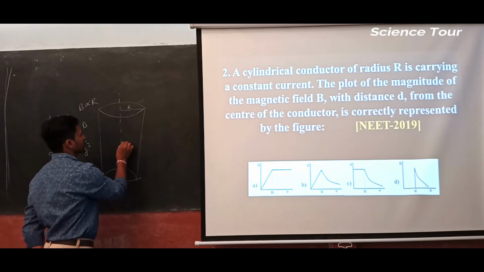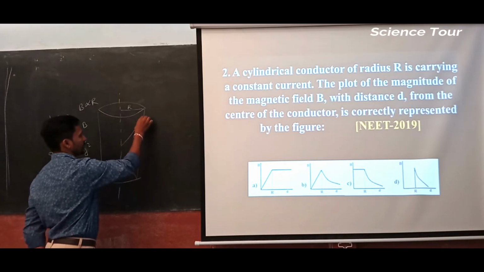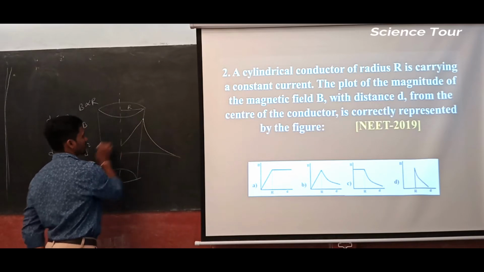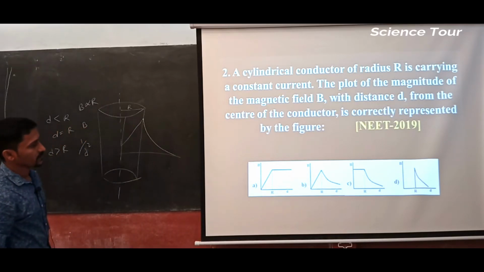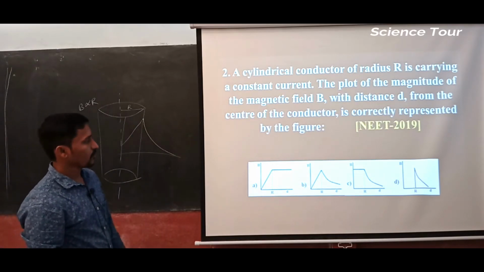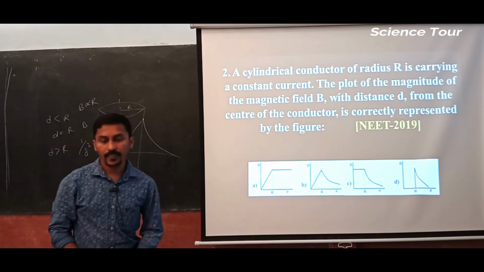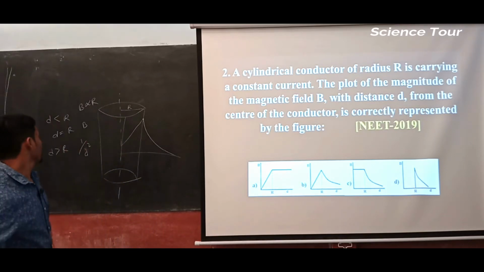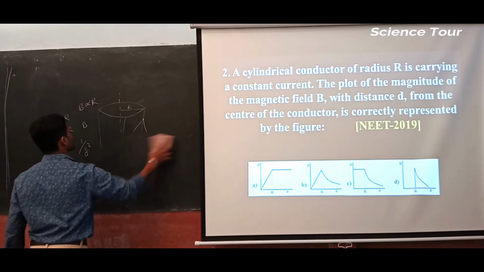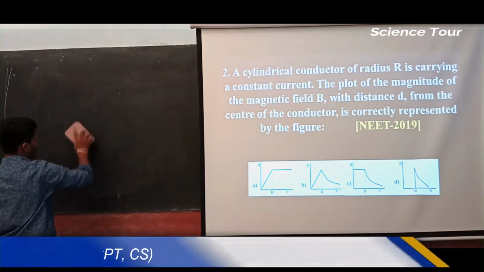So here it increases linearly, becomes maximum, and then becomes less with respect to this, and this becomes the graph. So B will be the answer for this question. So you have to go through this graph, okay.